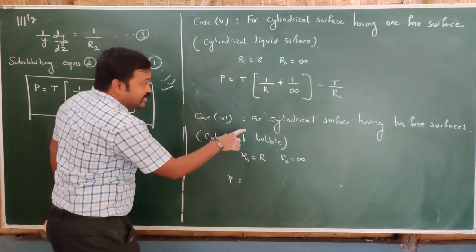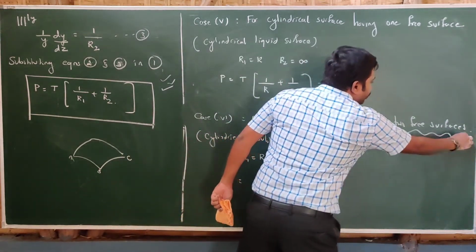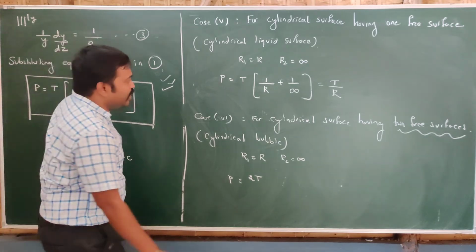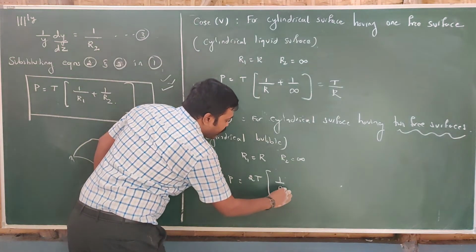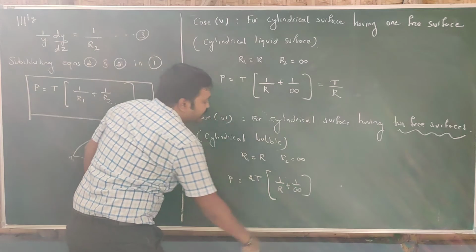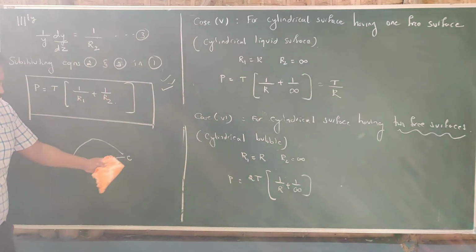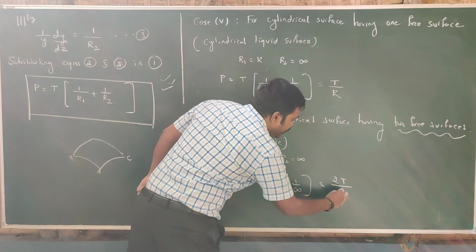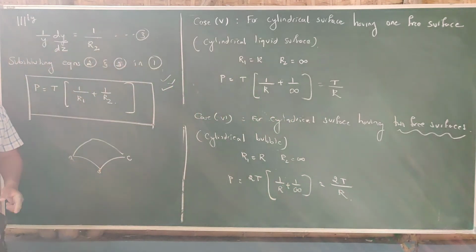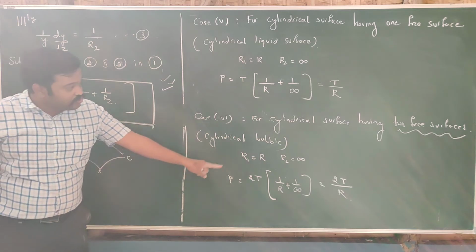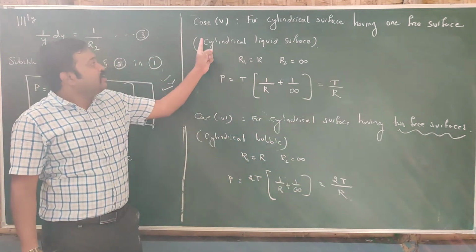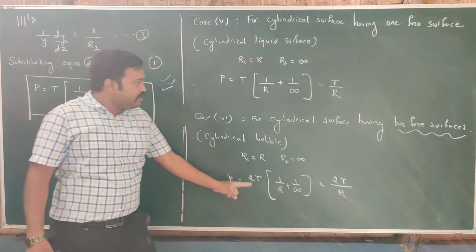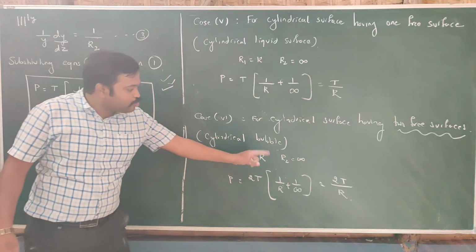Then what happens to the pressure? Since it is having two free surfaces, it will be 2T. So 2 into T bracket 1 divided by R plus 1 divided by infinity. So it will be 2T divided by R. So for a cylindrical surface having only one free surface, it is T by R. If it is having two free surfaces, it is 2T by R.